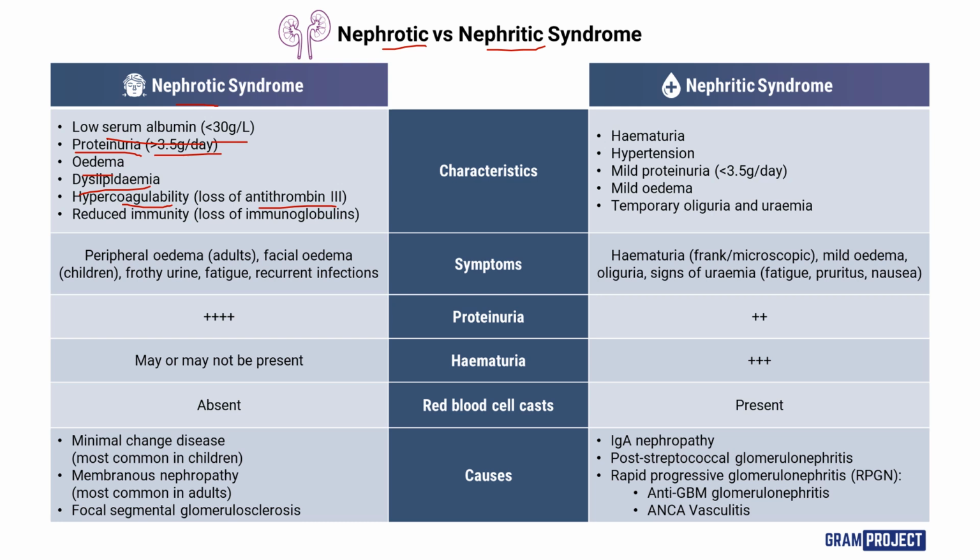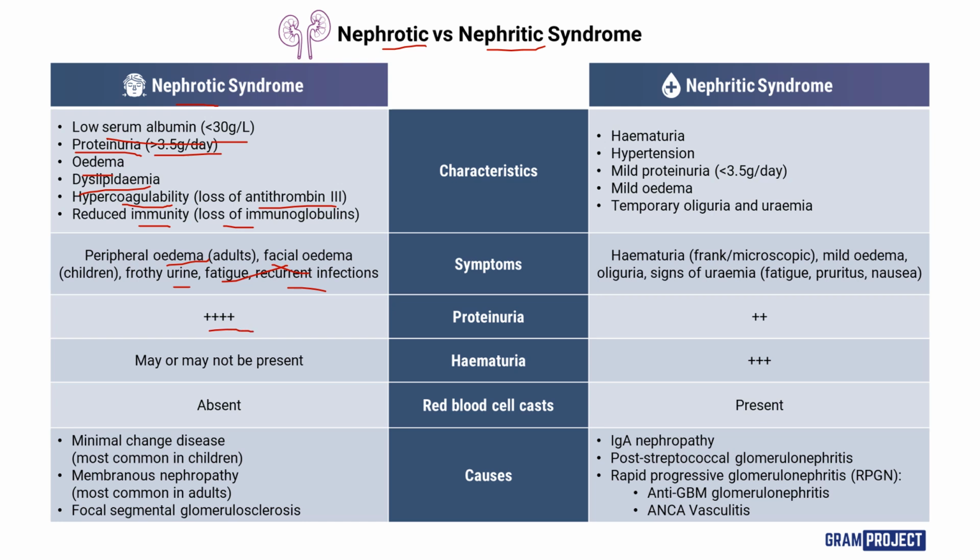because with all the proteins, antithrombin 3 is also lost through urine, so there is hypercoagulability. There is reduced immunity because immunoglobulins as well are lost. Okay, so the complications of nephrotic syndrome can be thromboembolism and infections. Peripheral edema in adults, facial edema in children, frothy urine because of loss of protein, fatigue and recurrent infections again due to loss of immunoglobulins.